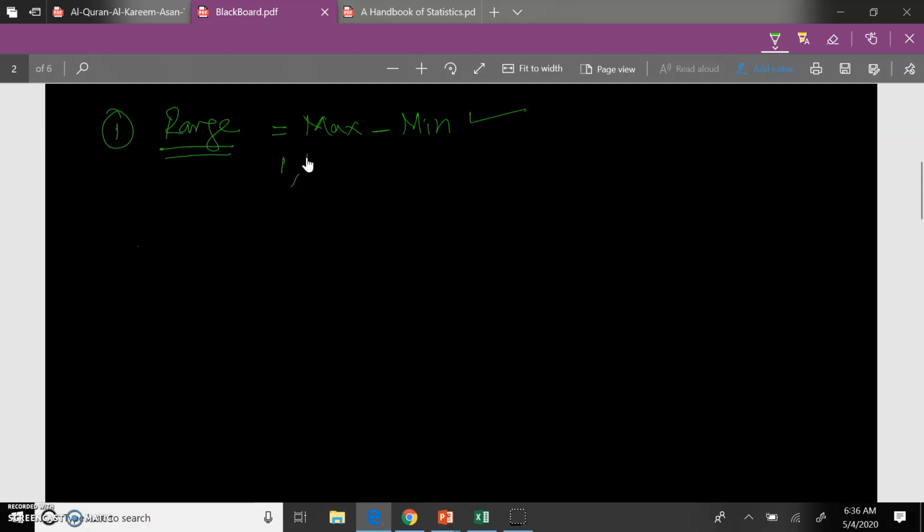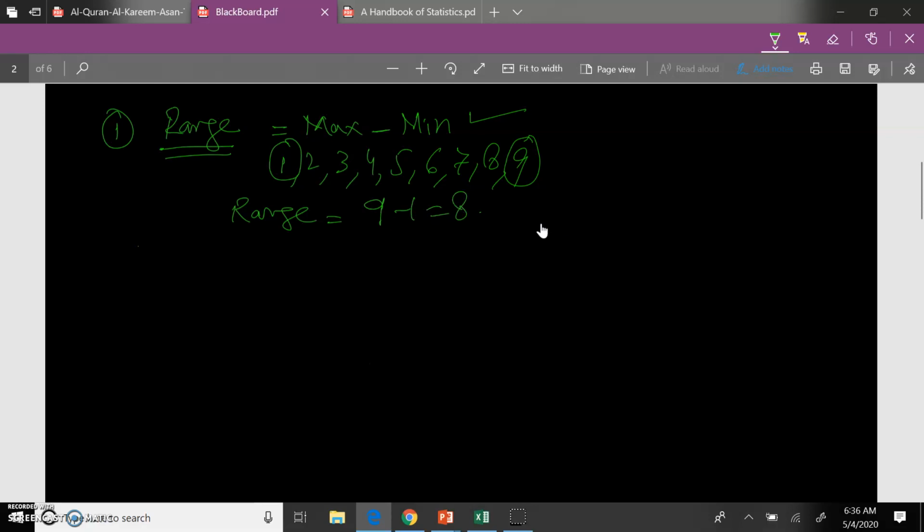Take an example. We have 1, 2, 3, 4, 5, 6, 7, 8, and 9. Let's say this is my data set. Clearly, everybody can see that the minimum value is 1 and the maximum value is 9. So what will be the range in this situation? The range will be 9 minus 1, and that is equal to 8. Simply, if you want to find the range, it's a subtraction problem: subtract the minimum value from the maximum one.